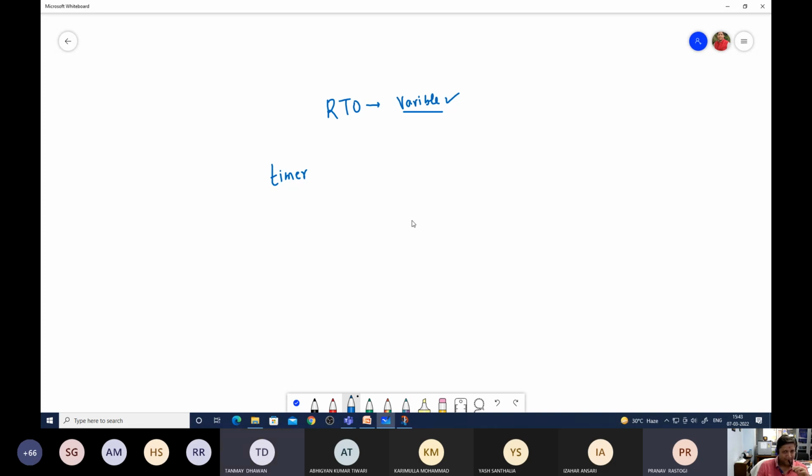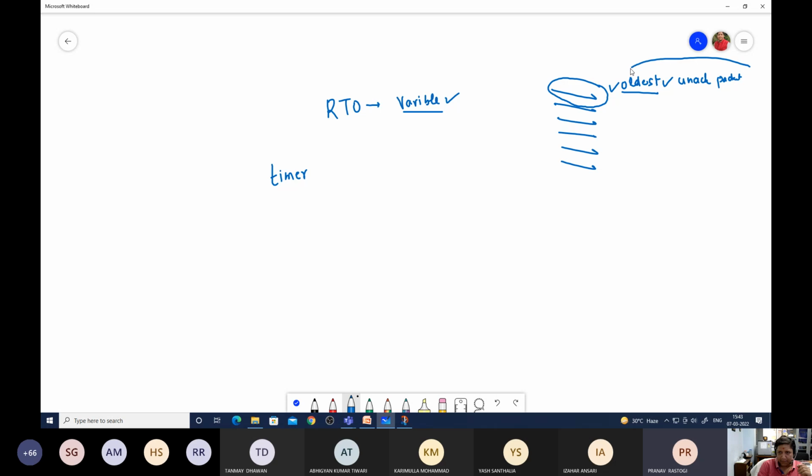So the next packets will be sent with a new RTO. Are you getting my point or not? In GBN, it was like that if you have sent, say, 6 packets, fine? Yes, sir. And there also a timer was maintained for the oldest unacknowledged packet. Yes, sir.